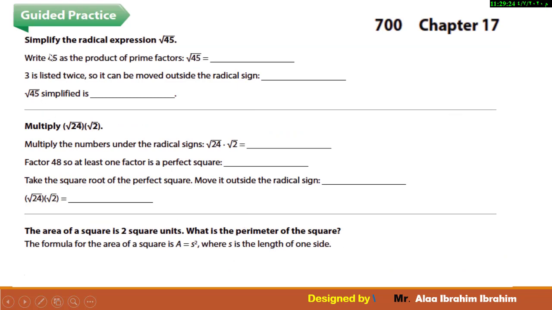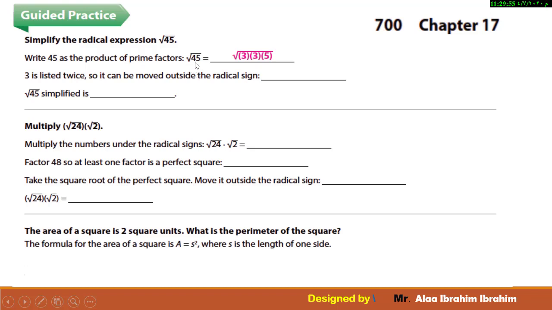Now simplify the radical expression. This radical expression I need to simplify. I told you before, for 45 we have to separate it into two numbers, one of them having a square root. 45 is 9 times 5. So 9 has a square root and 5 has no square root, so 5 stays under the square root. So this will be in this form, 3 root 5.